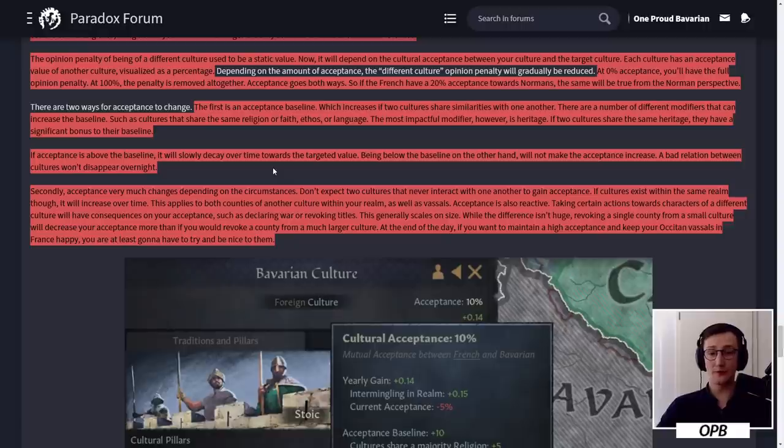For example, if the French and the English are constantly at war, you can assume that the baseline won't save you. You will have really bad relations. It will be difficult to rule over these people. Because obviously, it will be difficult to interact with them as well, because you've been at war for generations.